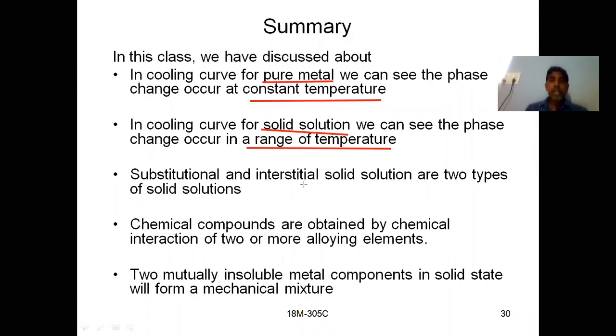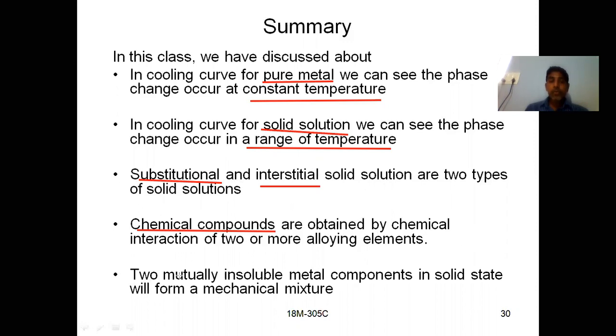And substitutional and interstitial solid solution. We have discussed the types of solid solution as substitutional solid solution and interstitial solid solution. These are the two types of solid solutions. And later we have discussed what is meant by a chemical compound and the examples. So a chemical compound means two or more alloying elements, metal elements, bonded together chemically, then we can call it a chemical compound.